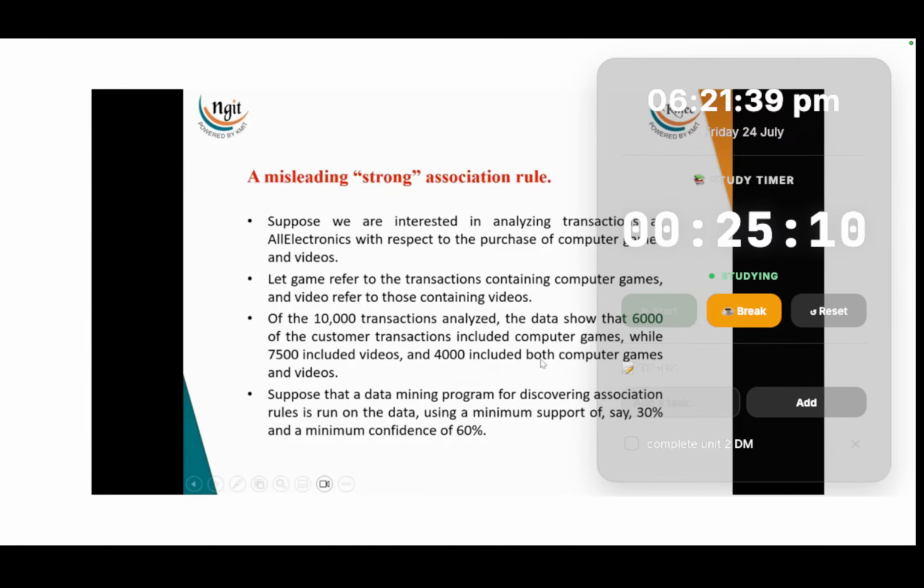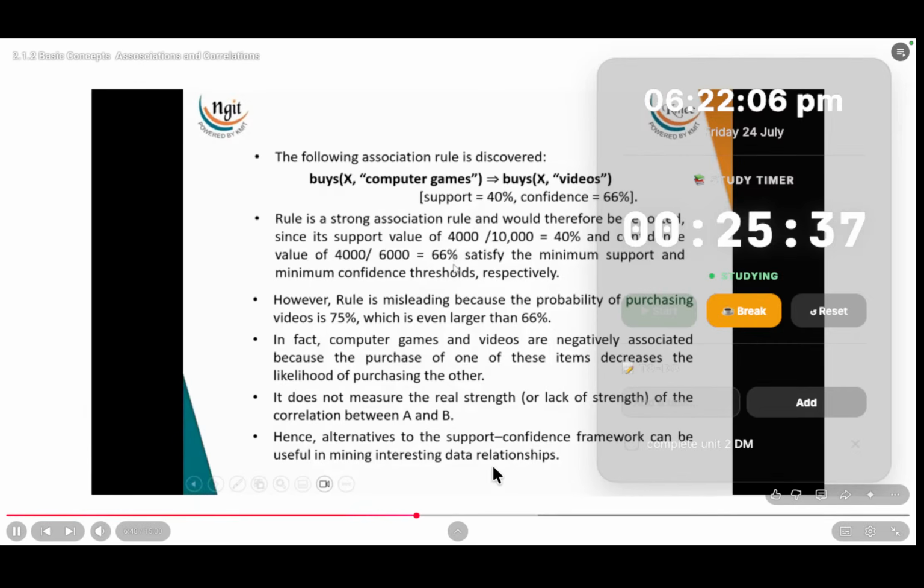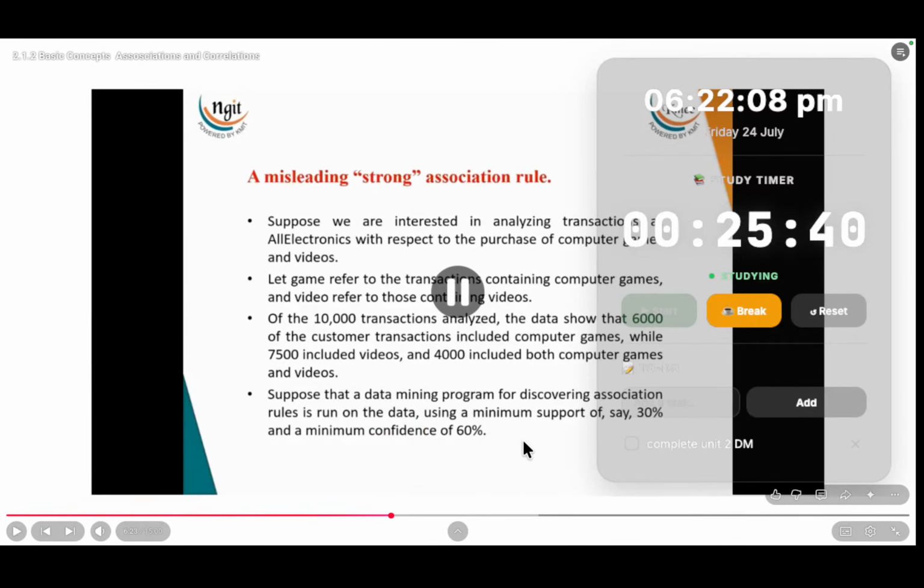Now here it is shown that most of them were interested in buying only the videos, not the computer games, right? Now let us find out the association rule for this, and it is given the minimum support as 30% and minimum confidence as 60%. When we calculate the support and confidence for this, the strong association rule which we get has support of 40% and confidence of 66%.